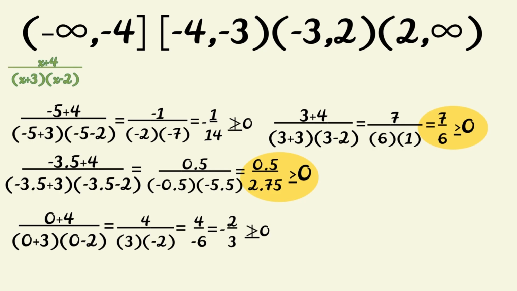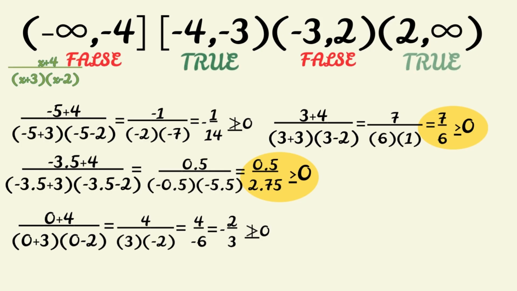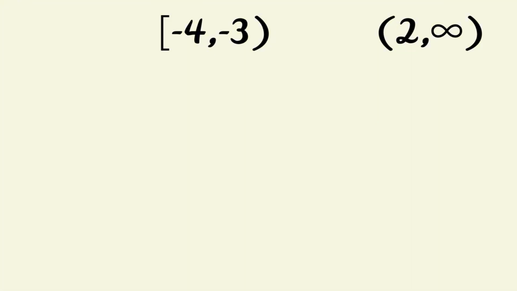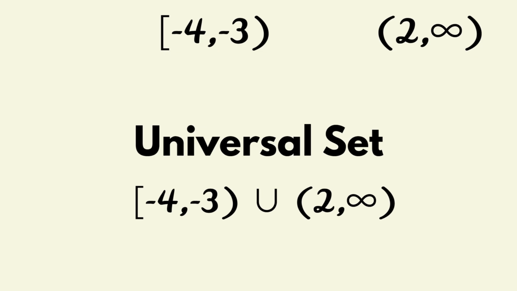-infinity and -4 and -3 and 2 are false. -4 and -3 and 2 and infinity are true. So, -4 and -3 and 2 and infinity are the universal sets.